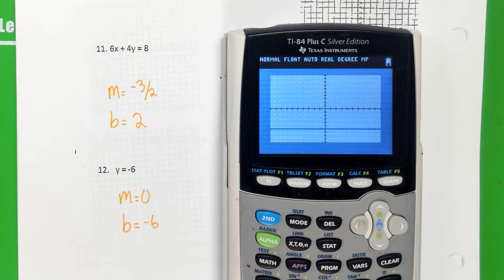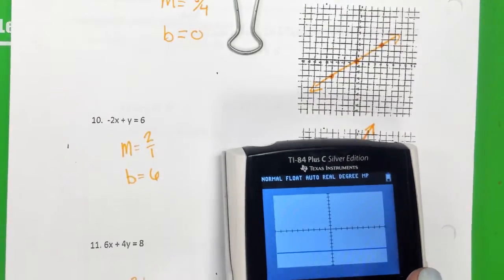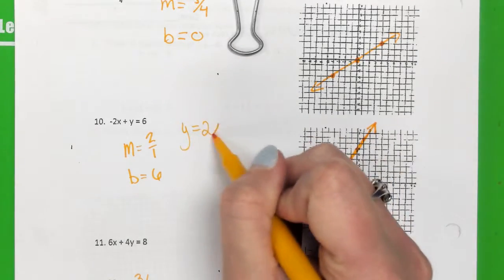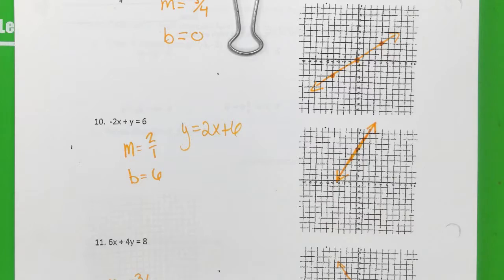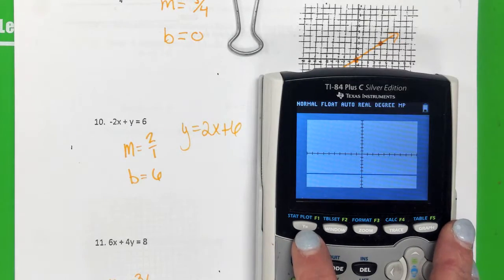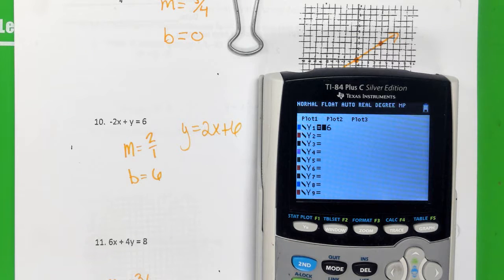I need to graph y equals like 2x plus b. I'm going to show you right now. 2x plus b. All right, let's look at number 9. Well, actually, let's look at number 10. This one should be y equals 2x plus 6, right? All right, here we go. You ready? Go to y equals.